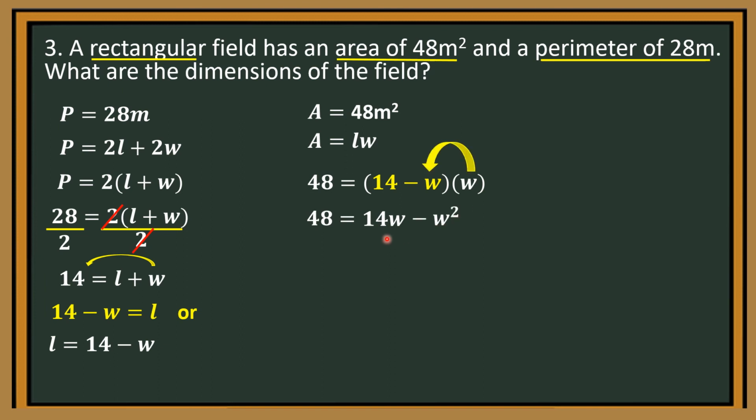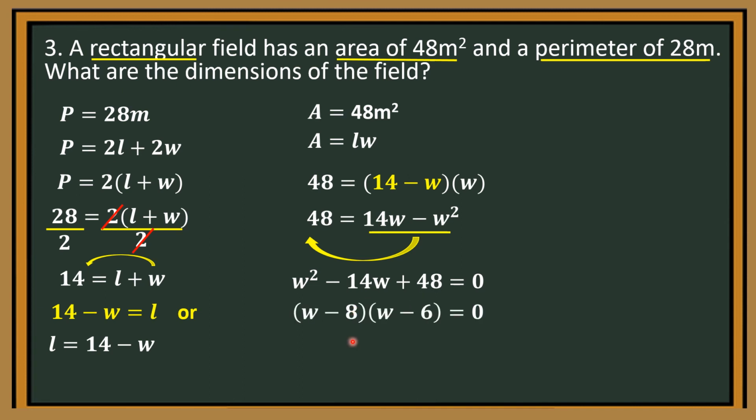Then, transpose natin yung 14W minus W squared para maging positive ang W squared natin. Para makuha natin ang quadratic form. Transpose, so it will become W squared minus 14W plus 48 is equal to 0. So, yung quadratic form natin, naka-standard form na. Then, pwede na tayong mag-factor. What are the factors of 48 wherein the sum is negative 14?